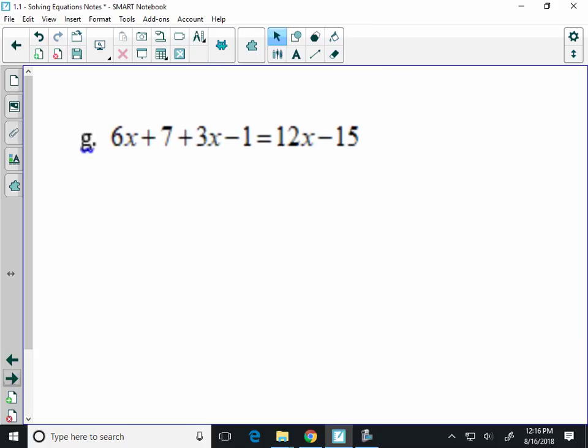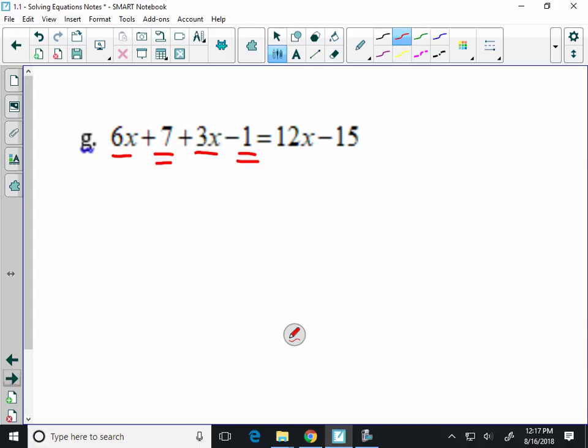In G, before we do anything again, what must we do? Combine like terms. Good. Combine our like terms. And again, we're only combining like terms that are on the same side. So we combine 6 and 3 together, we get 9. And we combine 7 and negative 1 together, that gives us 6. We combine our like terms. What's the problem here?